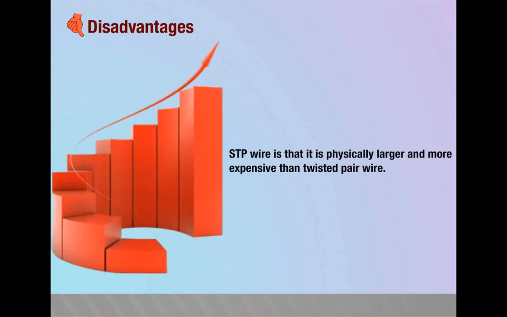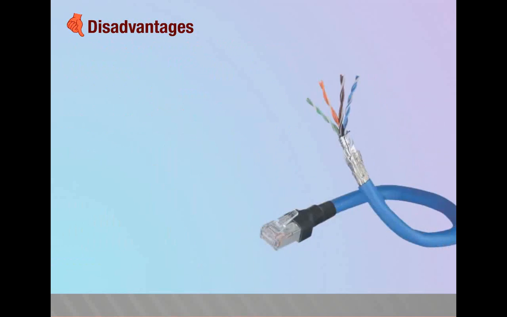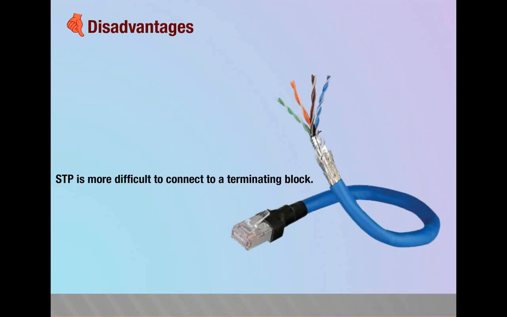Disadvantages: STP wire is physically larger and more expensive than twisted pair wire. STP is more difficult to connect to a terminating block.